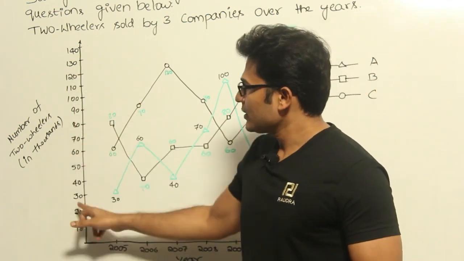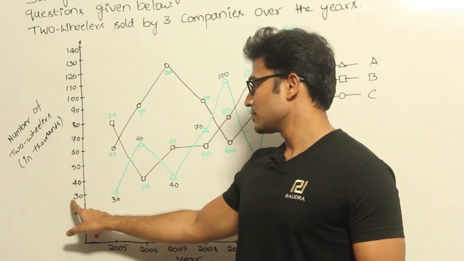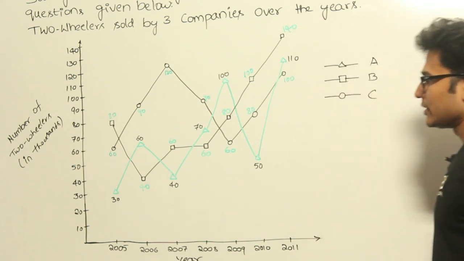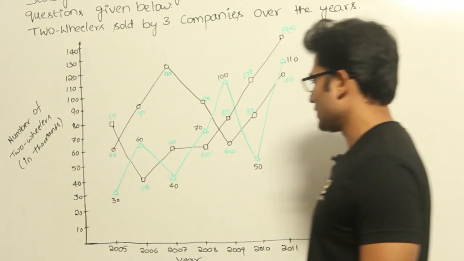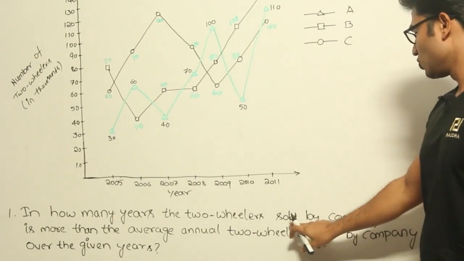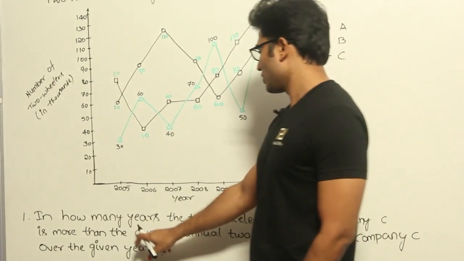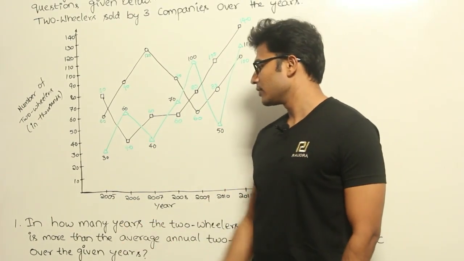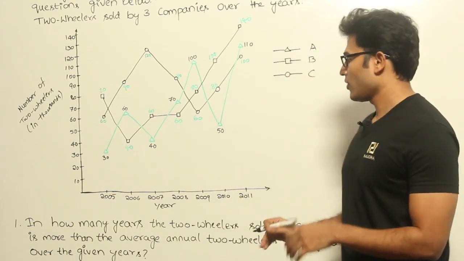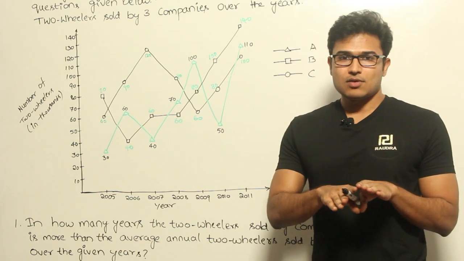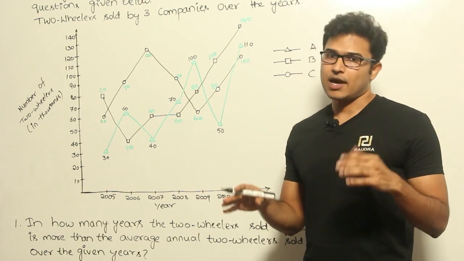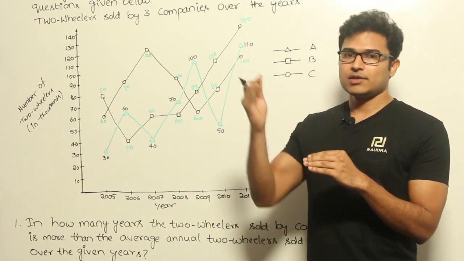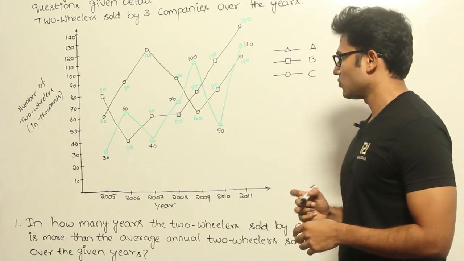The sales are given in thousands, which means whatever number is here, let's say 30, it is representing 30,000. Now the question is: in how many years the two-wheelers sold by company C is more than the average annual two-wheelers sold by company C over the given years? We have to find the average of all the two-wheelers sold by company C annually, and then find how many years it outperformed the average.